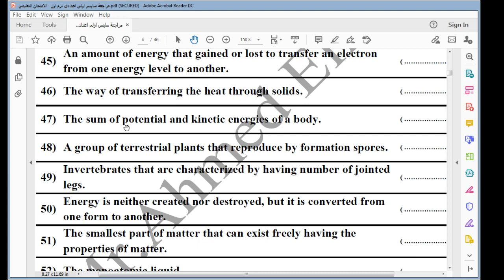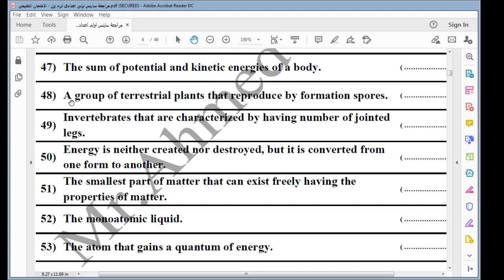This is, of course, mechanical energy. 48: a group of terrestrial plants that reproduce by formation of spores. Of course, these are the ferns. 49: invertebrates that are characterized by having a number of jointed legs. Of course, these are arthropods.